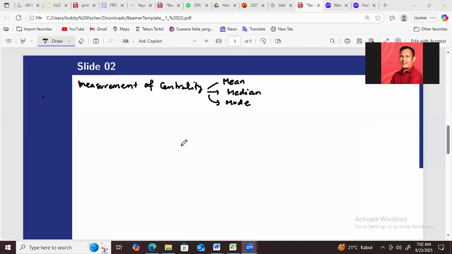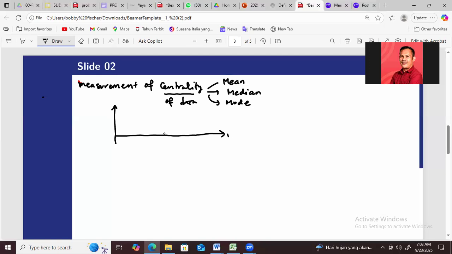Okay, let's continue our discussion about the data. In statistics, you have the measurement of centrality of data. Okay, so first we make a concept of the line here, or coordinate. Yeah, you know the coordinate.